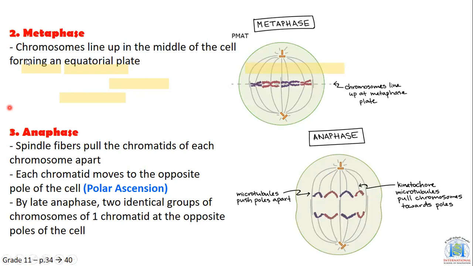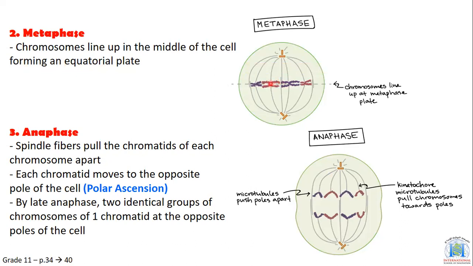During metaphase, the chromosomes line up in the middle of the cell. They form the metaphase equator, or we call it equatorial plate. So during metaphase, chromosomes line up in the middle of the cell, forming the equatorial plate. Now, what happens? Look, they have their X shape. So they have 2 chromatids.